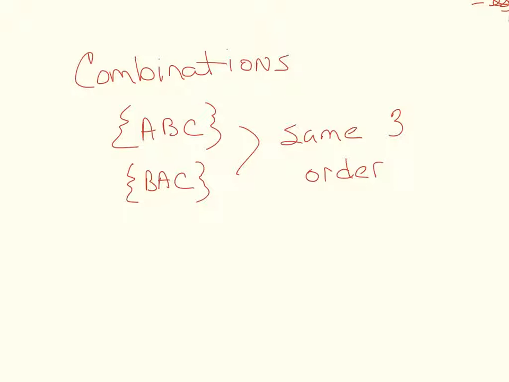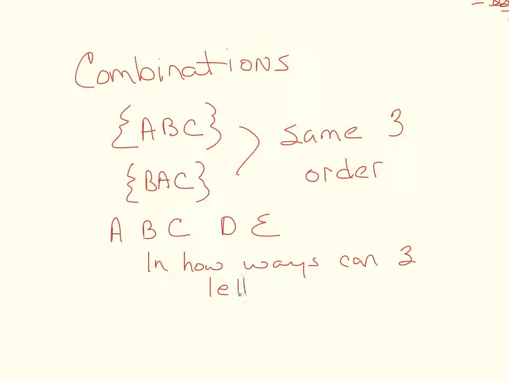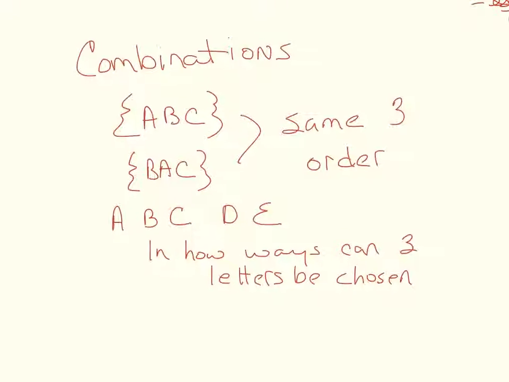So let's think about if we have 5 letters to choose from: A, B, C, D, and E. I want to know in how many ways 3 letters can be chosen that will give me a different combination. So let's see what we can do with that.